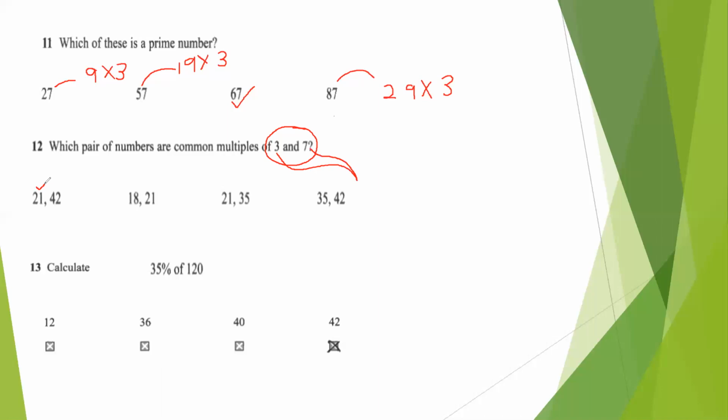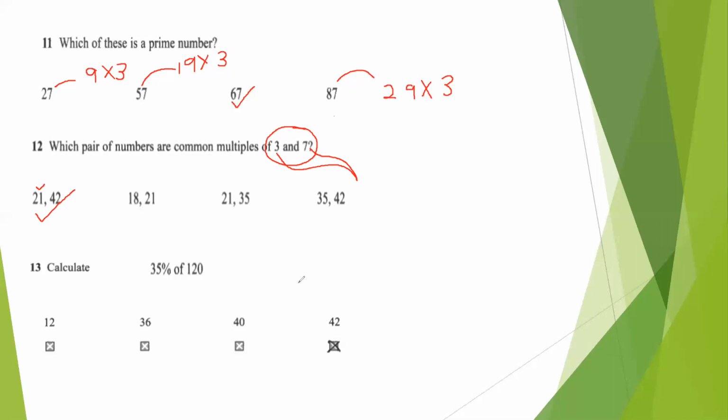We'll see the second number, 42. I will start counting: 3, 6, 9, 12, 15, 18, 21, 24, 27, 30, 33, 36, 39, 42. Yes. Now the 7 times table: 7, 14, 21, 28, 35, 42. So therefore, the correct answer is the first pair, 21 and 42, right?